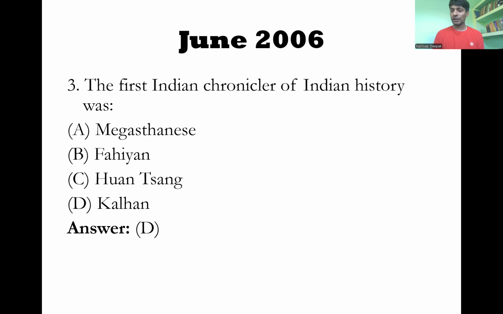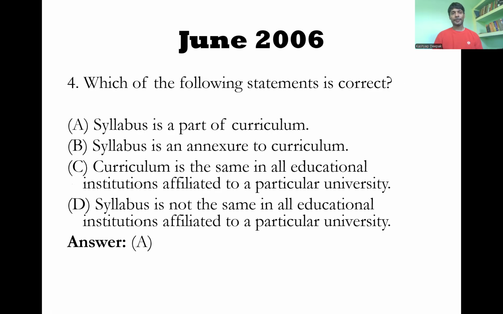This is a history based question, a memory one. The first Indian chronicler of Indian history was: Megasthenes, Fahien, Yuan Chwang, or Kalhana. The answer is D. The problem you will face is that A, B, and C are foreigners, but the question is about Indian history, an Indian chronicle. So the only Indian is Kalhana, so the answer is D.